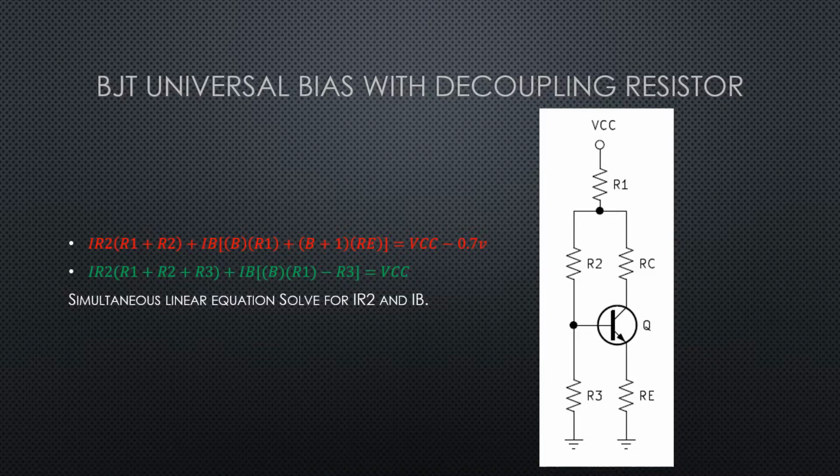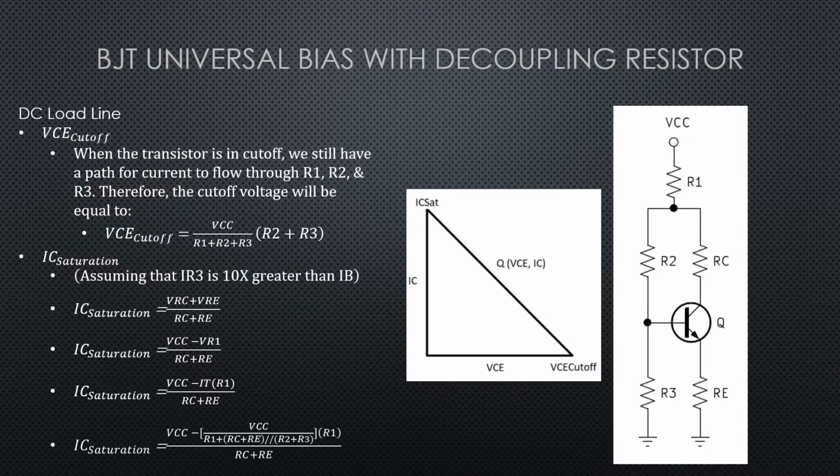And so at this point, this is where I'd pull out the old TI-89 and punch it right into my simultaneous linear equation solver and solve for IR2 and IB. Now that we have IB, we can easily find IC and IE, and find all of those voltages. Remember, IR1 is equal to IR2 plus IC. Find that voltage.